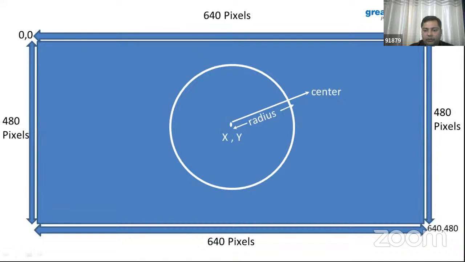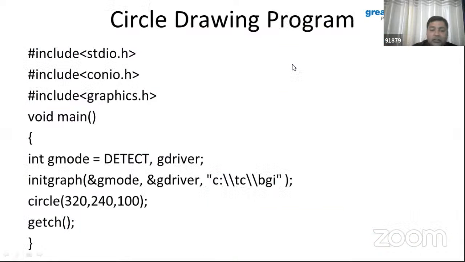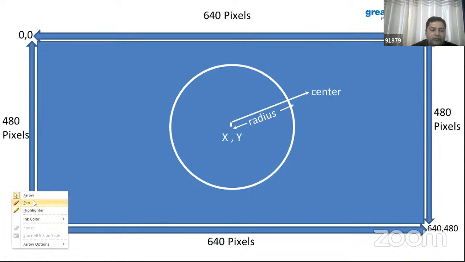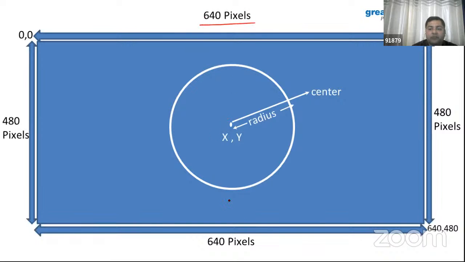What is a circle all about? A circle is all about having two things. We have a radius and we have the center. All right, so this is what a circle is. Don't forget these pixels: 640 pixels at the width and 480 pixels at the height, the C language output screen measurement, right? So let's have circles. These are the circles.